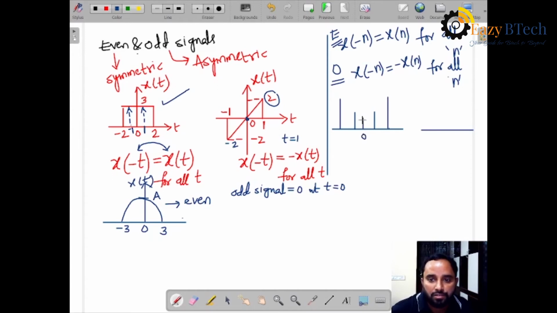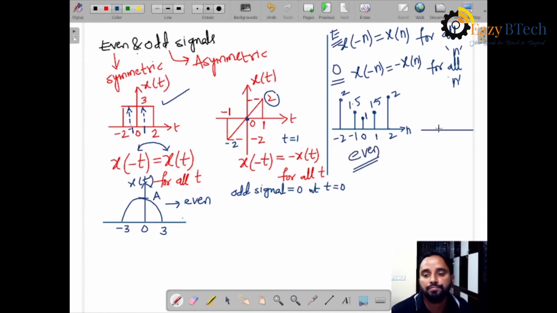Suppose at n equal to 0, we have signal 1, and at n equal to 1, we have 1.5. Similarly, at minus 1, it must be 1.5. At 2, the signal is like 2, you can take 2. At minus 2 also, it must be 2. Right or not? The condition is satisfied. This is an even function or even signal.